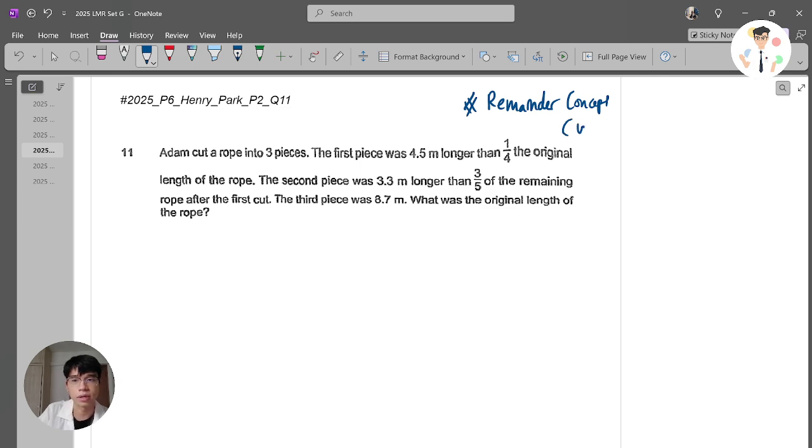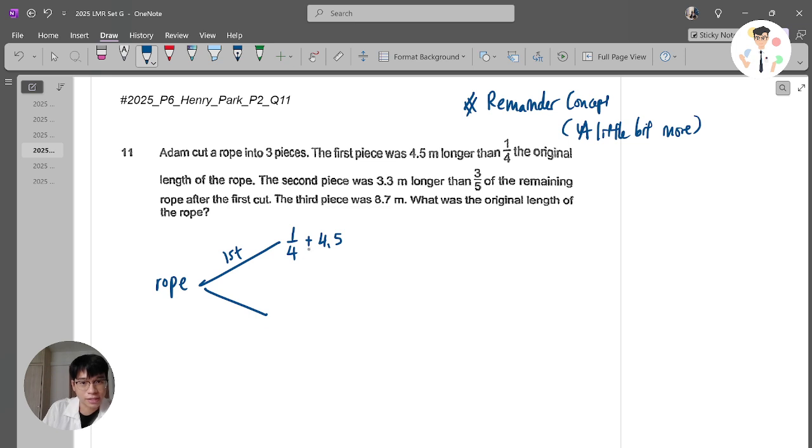This is called a little bit more. Now, as you learn, when we are doing a little bit more, it's good to do the branching out. Then we just walk backwards. Okay. So just imagine this is the rope. The first piece was 4.5 meter longer than 1/4 of the original length. So the first piece, I just draw this first piece, 1/4. And how many longer? 4.5. Okay.